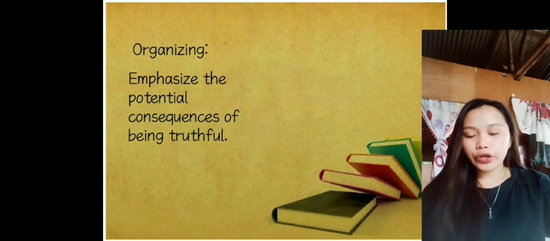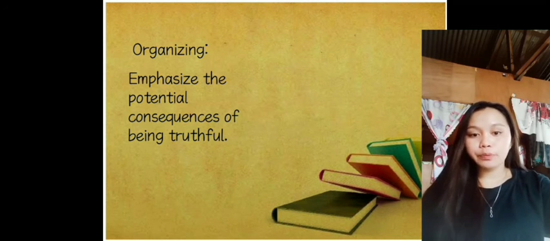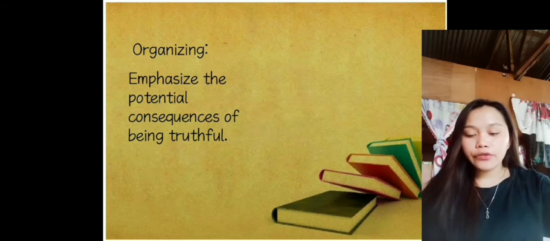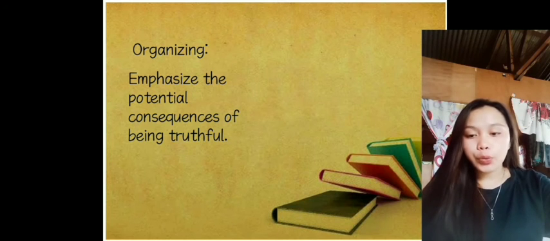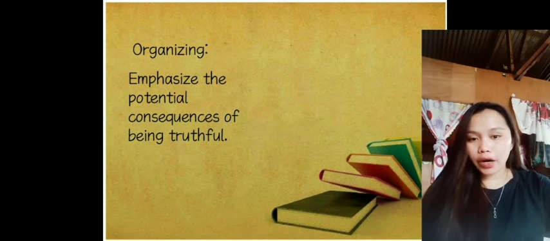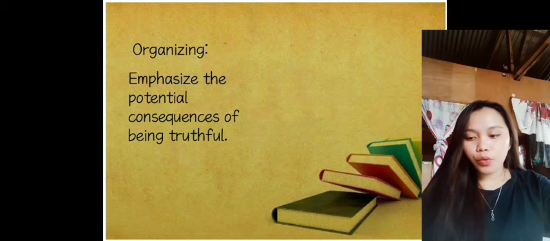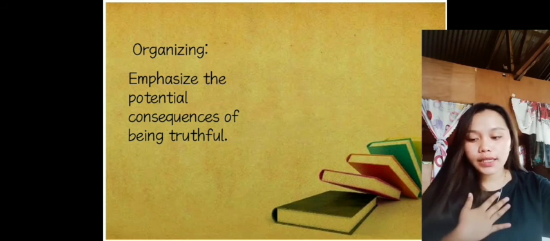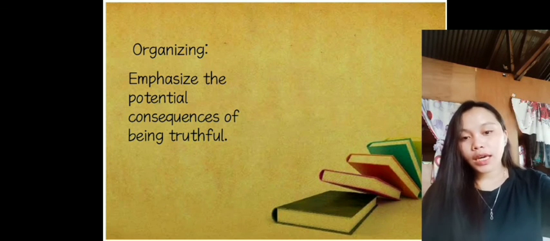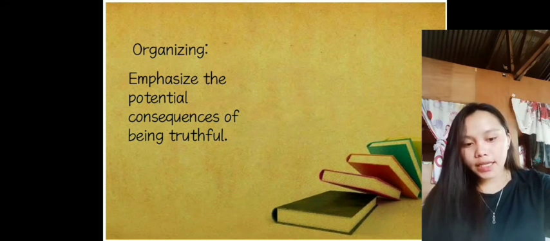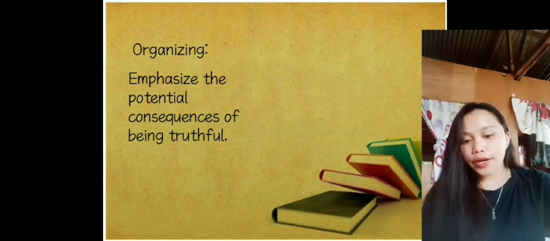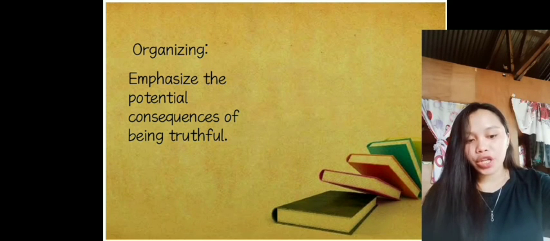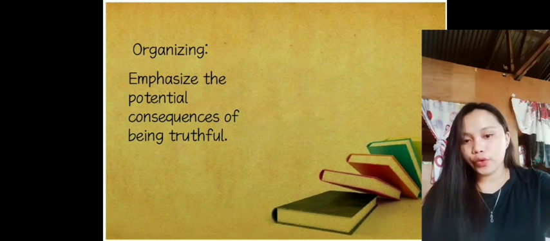So next is organizing. The learning outcome of this is emphasize the potential consequences of being truthful. As an individual, we must emphasize being truthful because it means that we can grow and mature, learning from our mistakes. Truth matters both to us as an individual and to the society as a whole. In Bloom's taxonomy, organizing means comparing, relating, and synthesizing values. So, from the topic, students will emphasize the potential consequences of being truthful.